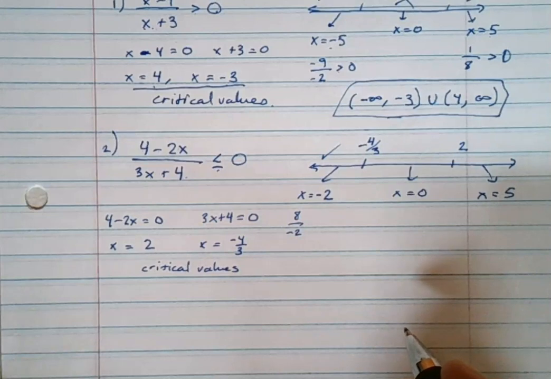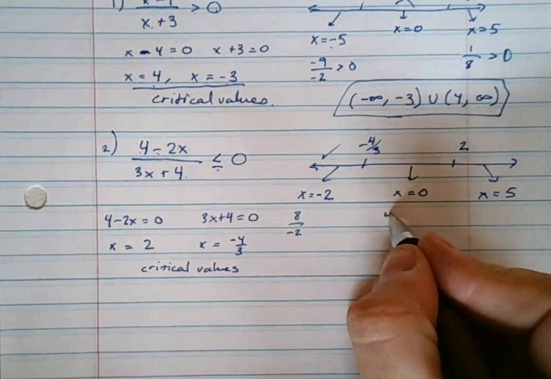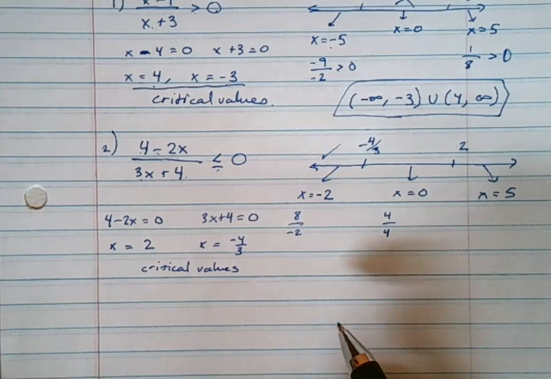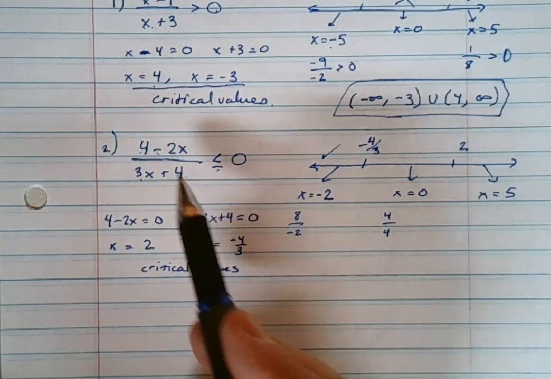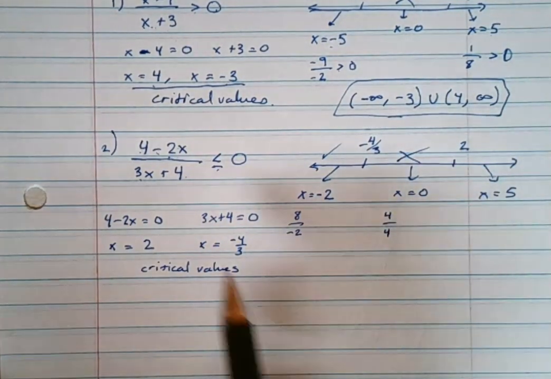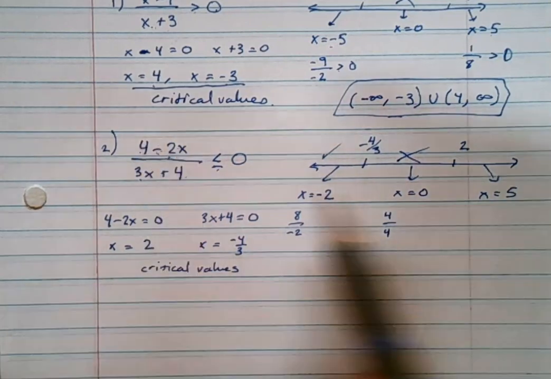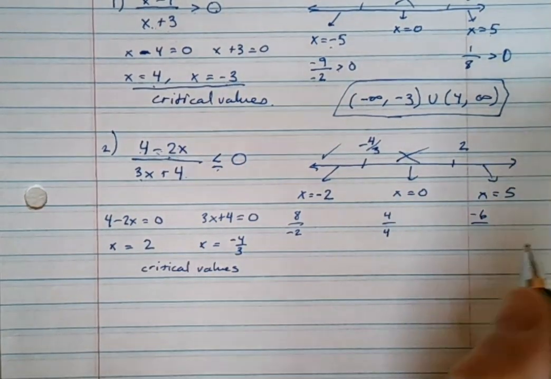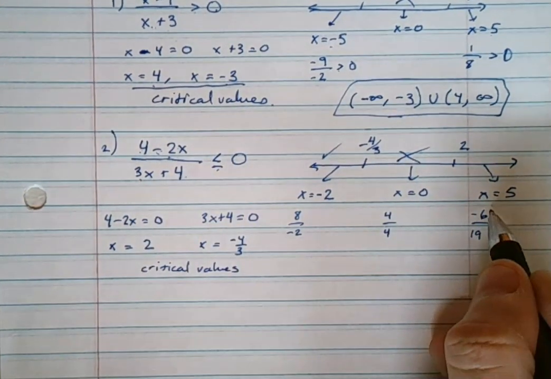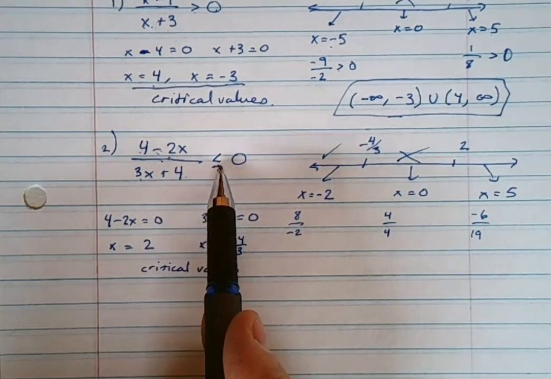Any negative number is less than 0, so that's going to work. Okay, cool. How about 0? Plug in 0. What do you get? You get 4 over, plug in 0 here, you get 4 over 4. 4 over 4, 1. Is 1 less than 0? Nope. And then plug in 5. 2 times 5 is 10. 4 minus 10, hopefully, is negative 6. And 3 times 5 is 15. 15 plus 4 is 19. Negative 6 over 19 is a negative number. A negative number is less than 0.